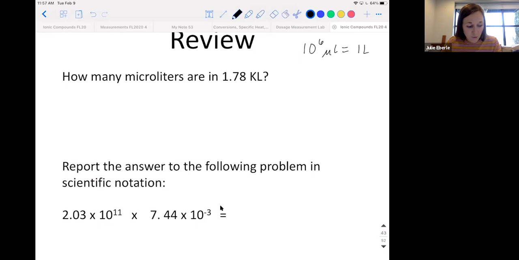All right, I've given you a full minute. I'm going to give you about 20 more seconds on this one. If you've already done that one, move on to the next one. Report the answer to the following problem in scientific notation. I want you to multiply these two numbers in scientific notation. What are the rules for multiplying numbers in scientific notation?